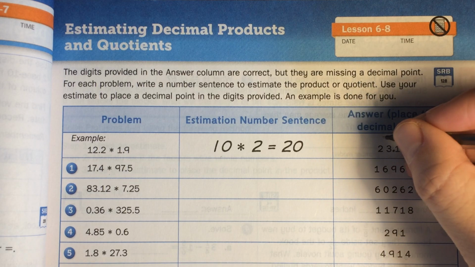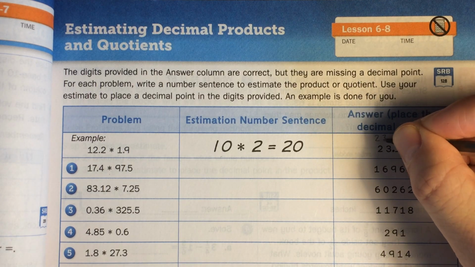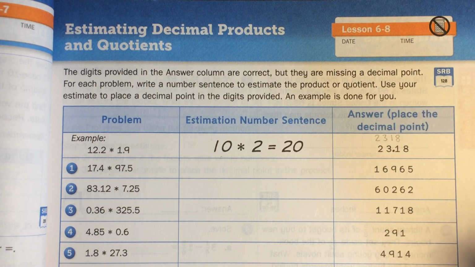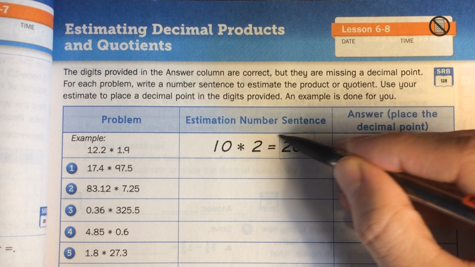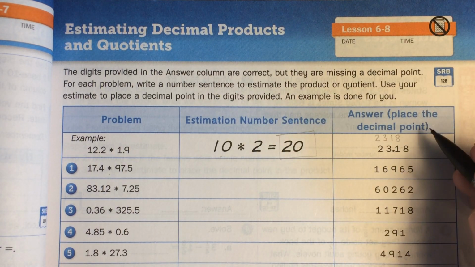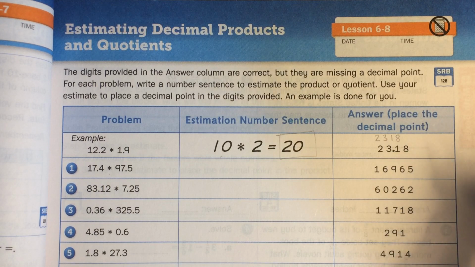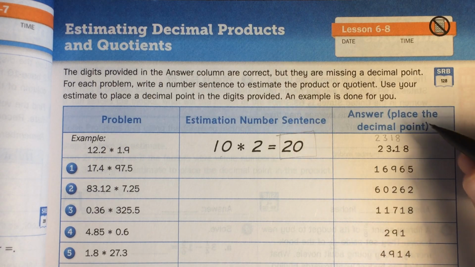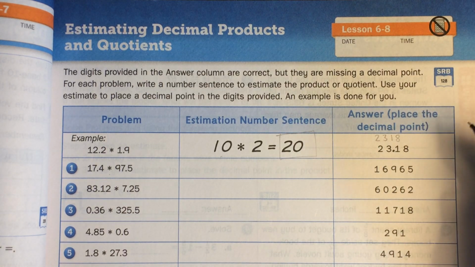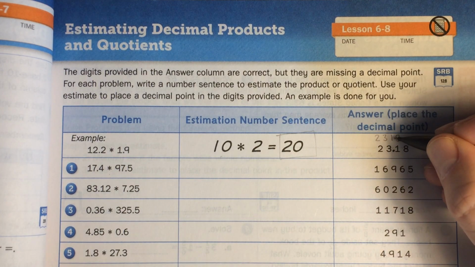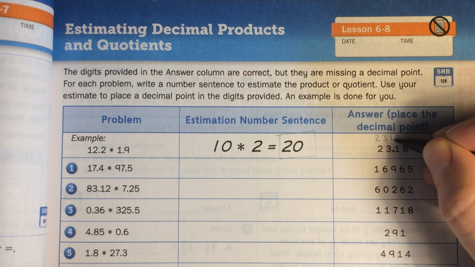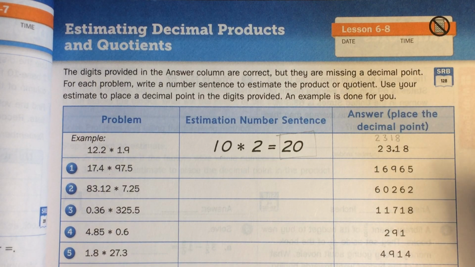Now, originally, this number over here was probably just 2, 3, 1, 8. And since our estimate was 20, the question was, where could we plug the decimal that would get our answer kind of close to 20? And in truth, with no decimal, it's 2,318, which is way far away from 20. If we put a decimal after the 1, we have 231, which is still over 200 away from 20.